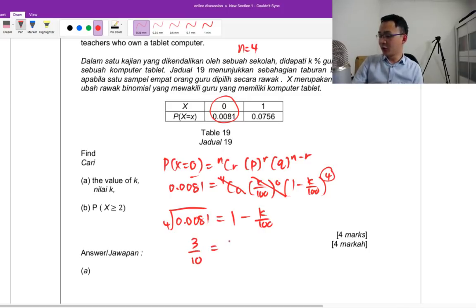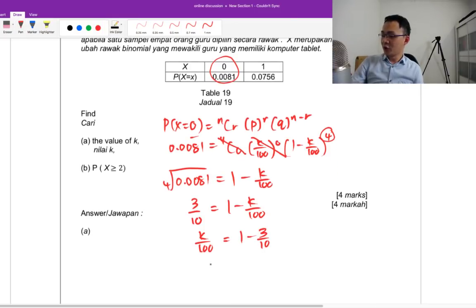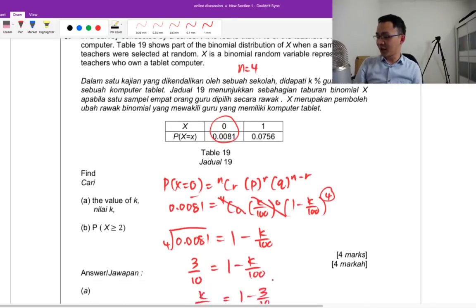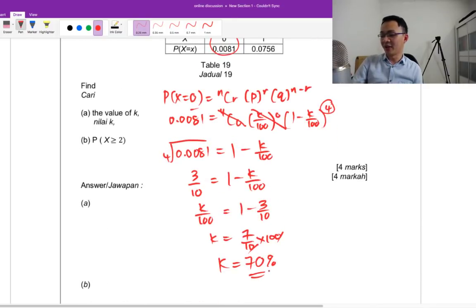So 3 over 10 equals 1 minus k over 100, right? So k over 100 equals 1 minus 3 over 10. So k equals 7 over 10, multiplied by 100. So k actually equals 70%. If the question wants k in percentage, then k basically is 70.